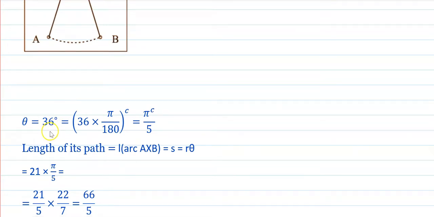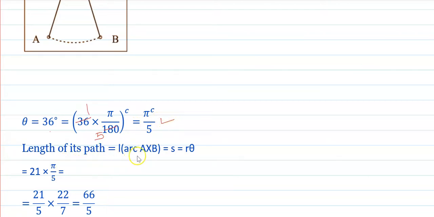We will convert this degree into radian. We will multiply this by pi upon 180. That is 36 into pi upon 180. If we simplify, 36 ones are 36, and 36 fives are 180. Therefore, theta is equal to pi by 5 radian.